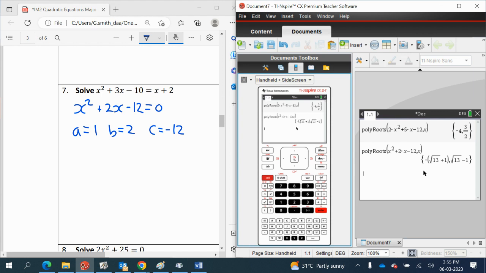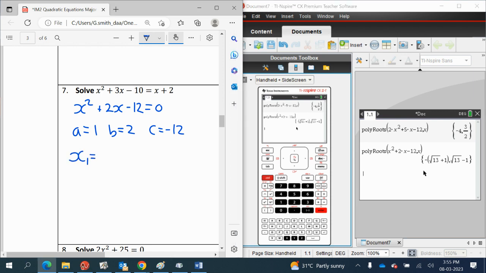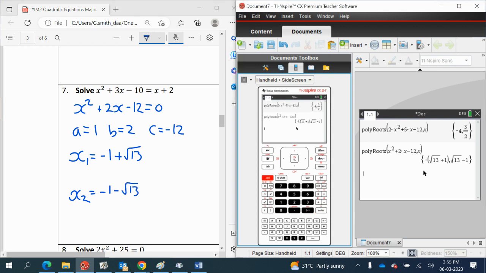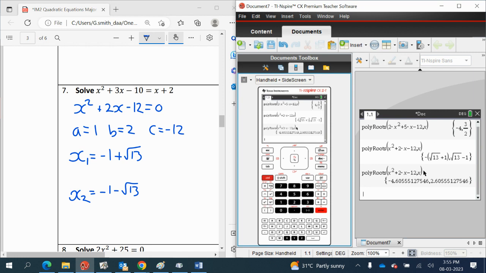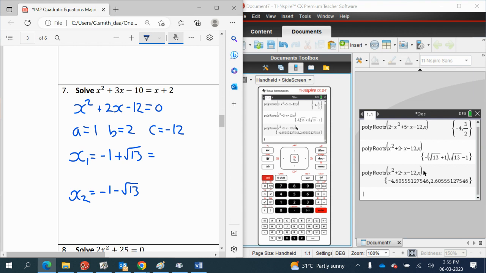So here we get two numbers. x1 is equal to negative 1 plus root 13, and x2 is equal to negative 1 minus root 13. You can give a decimal answer on that one by pressing Control Enter. So this one is approximately equal to 2.61, and this one is approximately equal to negative 4.61.